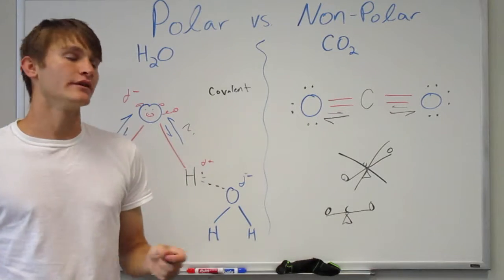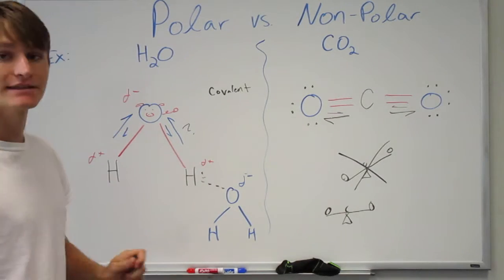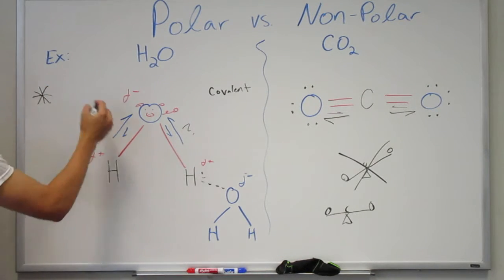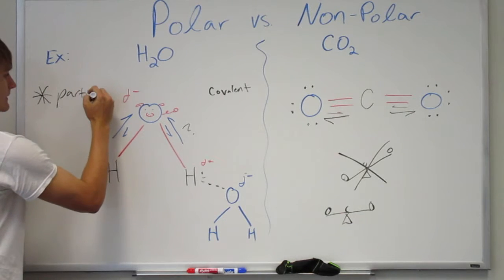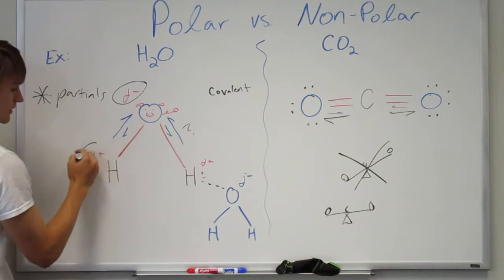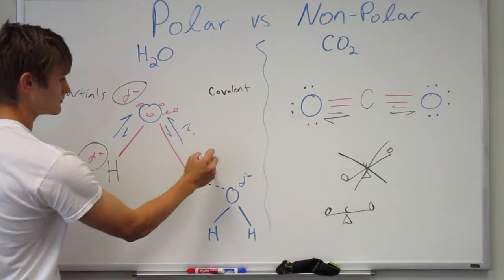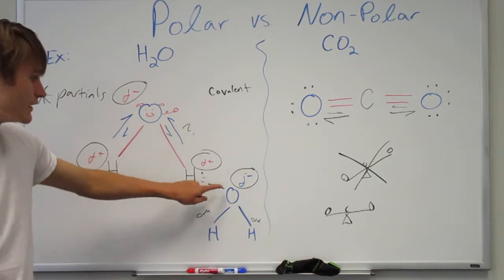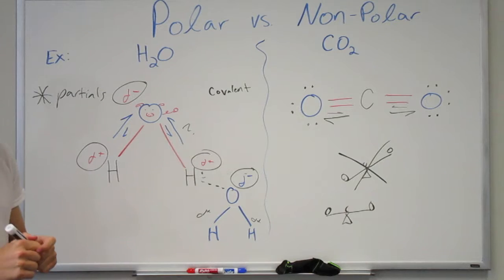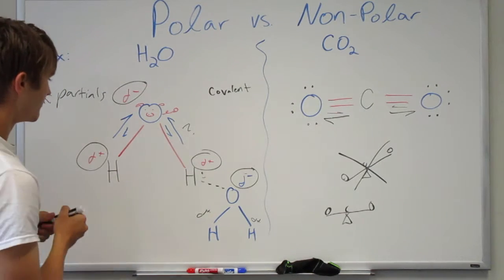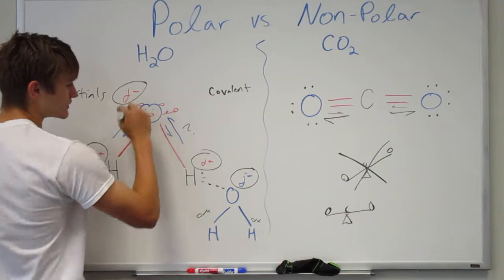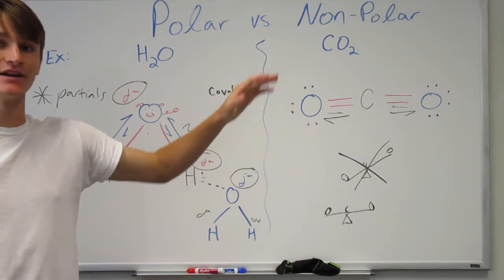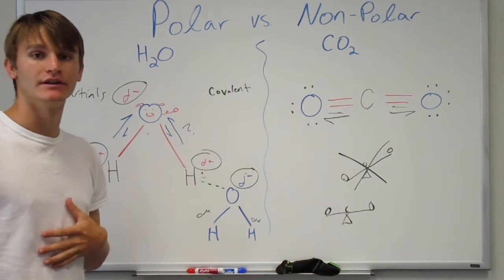It has no polarity. And then what's a key sign to remember about polar? The key thing to look for is partials. If you have a partial negative and a partial positive on your molecule, then you know it is going to be polar because there's an uneven distribution of electrons. The electrons are pulling towards the oxygen, not the hydrogen, because the hydrogens are the least electronegative. That's why hydrogens readily give up their electrons.